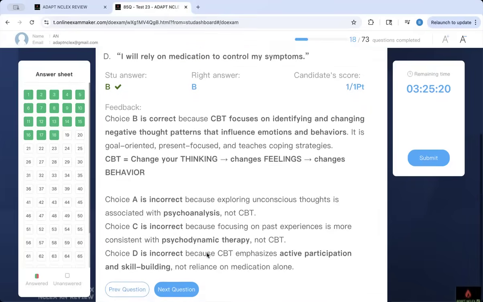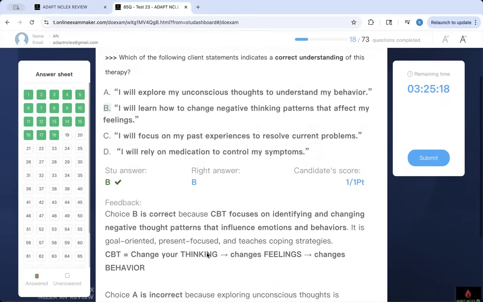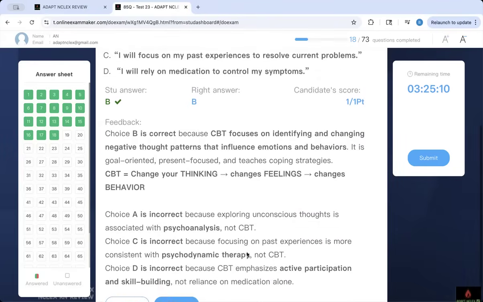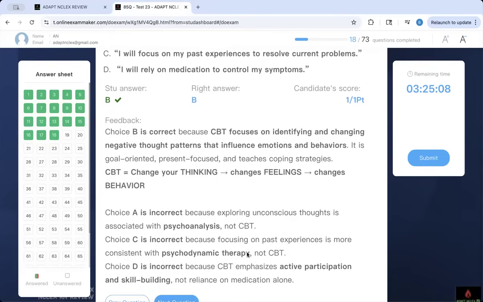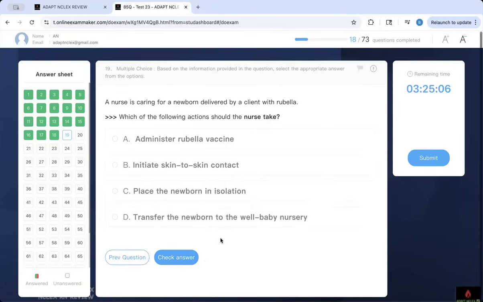That's why we use it for cognitive behavioral therapy, like obsessive compulsive disorder. Focus on identifying and changing negative thought patterns that influence emotion and behavior. It is goal-oriented, present focused, and teaches cooperation.